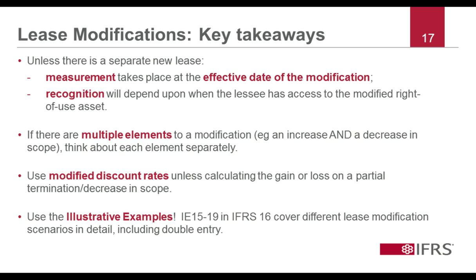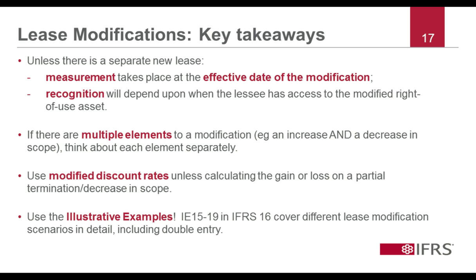Third, remember that when calculating the effects of a lease modification, it's generally necessary to use the modified discount rate, i.e. the discount rate at the effective date of the modification. The exception to this is if there is a partial termination, i.e. some of the right of use assets and lease liability that were originally on the balance sheet are being removed. In this case, a lessee uses the original discount rate when working out that element of the pre-modification lease liability that needs to be removed from the balance sheet.